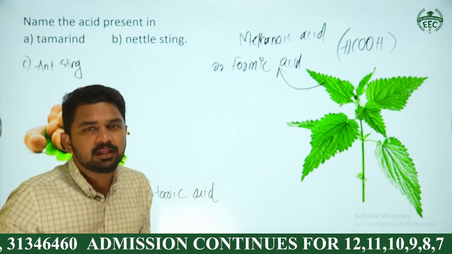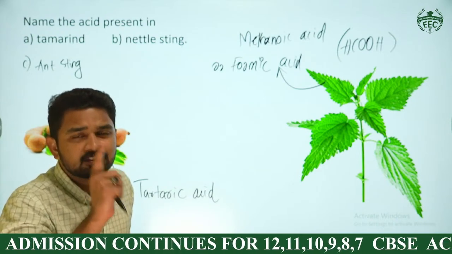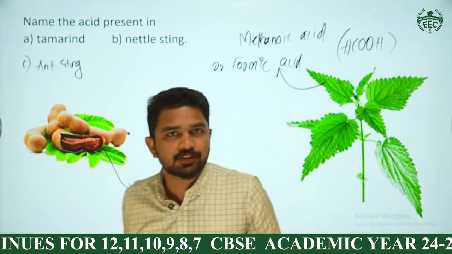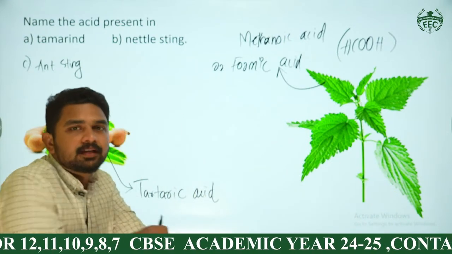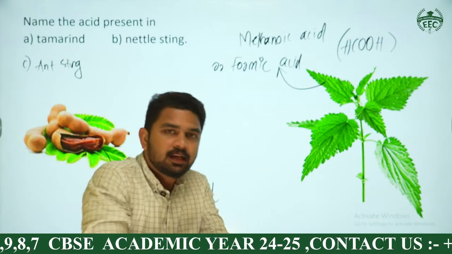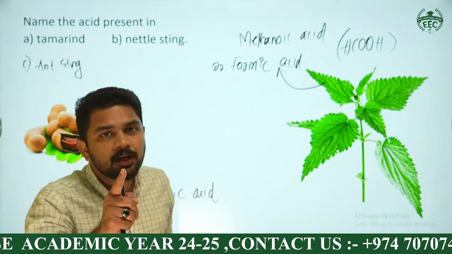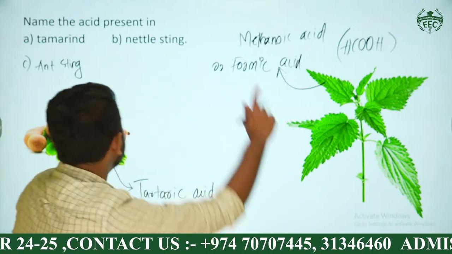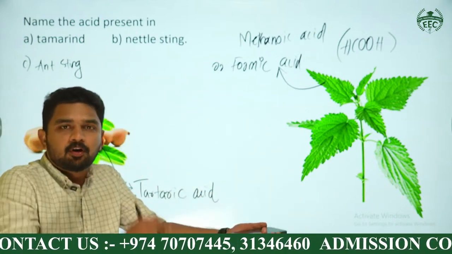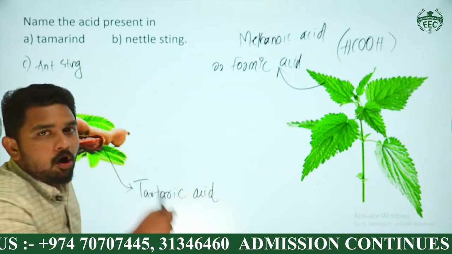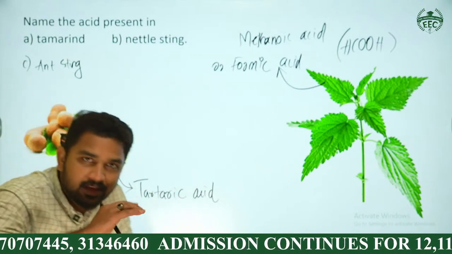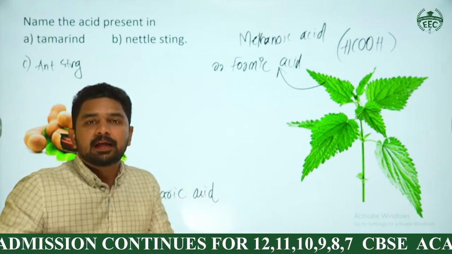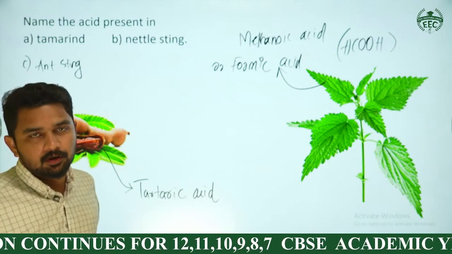What is happening there? Sodium bicarbonate or baking soda, you know that it is basic in nature. And what is injected in your skin? It is acid. So when you rub a base, baking soda, on your skin, what will happen? Yes, very good. Neutralization will take place. Due to neutralization, you will feel better because the acid injected by the nettle sting or the ant sting will get neutralized when you rub it with sodium bicarbonate or baking soda. Okay, now you got the solution also.